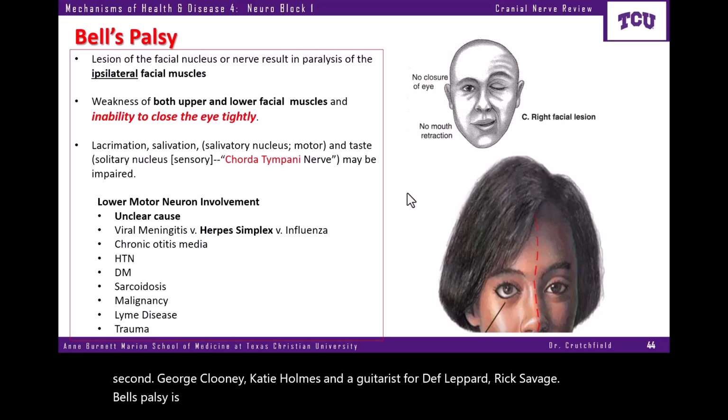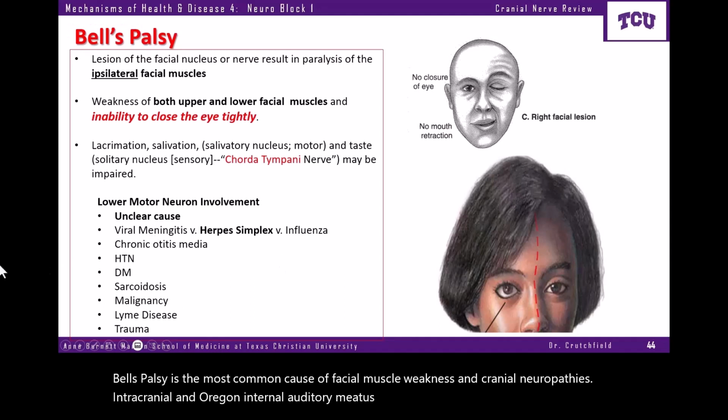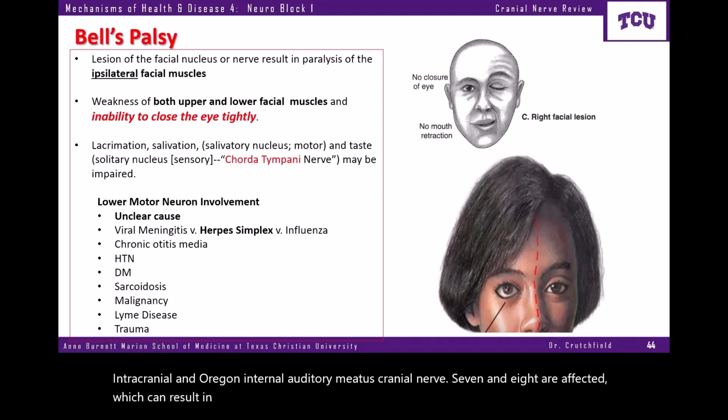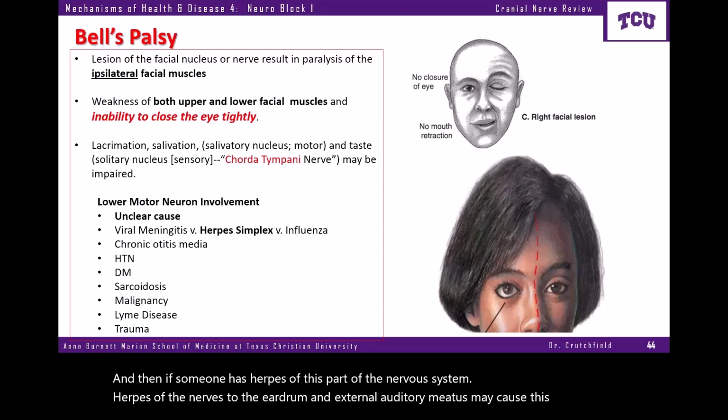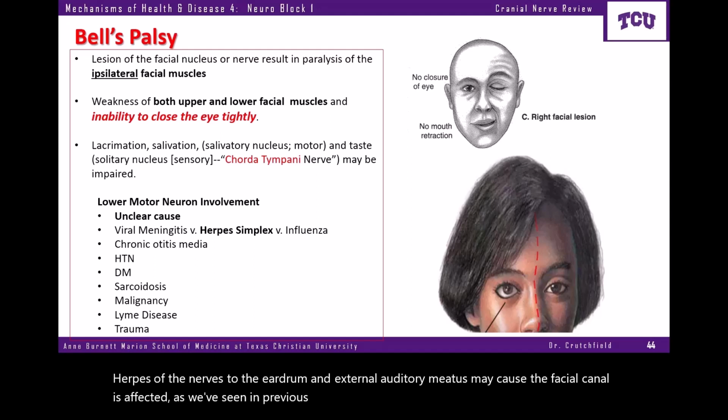Bell's palsy is the most common cause of facial muscle weakness and cranial neuropathies. Intracranially and/or in the internal auditory meatus, cranial nerves 7 and 8 are affected, which can result in hyperacusis of sound. At the geniculate ganglion, there is pain behind the ear, and if someone has herpes of this part of the nervous system, herpes of the nerves to the eardrum and external auditory meatus may cause this. The facial canal is affected, as we've seen in previous pictures, resulting in loss of taste in the anterior tongue, decreased salivation on the affected side, due to chorda tympani involvement, and then hyperacusis due to an effect on the nerve branch that goes to the stapedius muscle.